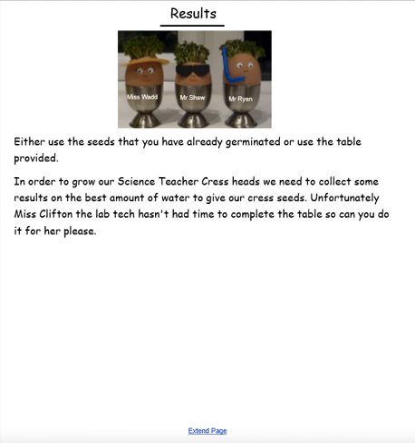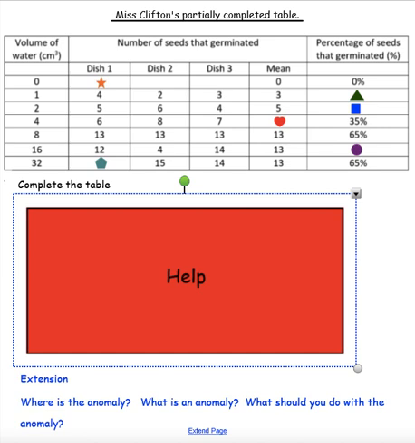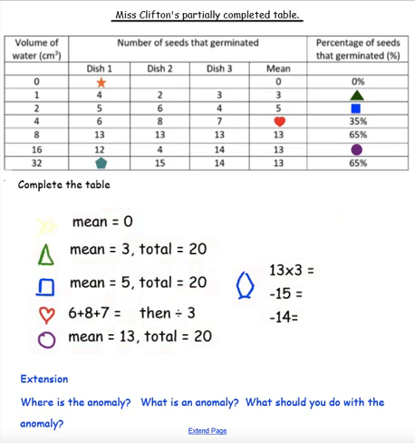Okay, so our results. Obviously, unless you've got some cress seeds handy, you're not going to be able to do this one. But I have got some results to share with you here, so we'll use those results to have a look at how many germinated using each of those volumes of water. Unfortunately, some of the values are missing, so your task now is to complete the table for each of those covered values. If you need a little bit of extra help, I've put some extra help on here, so you can use the key for each of those shapes and hopefully use those to help you identify which is which.